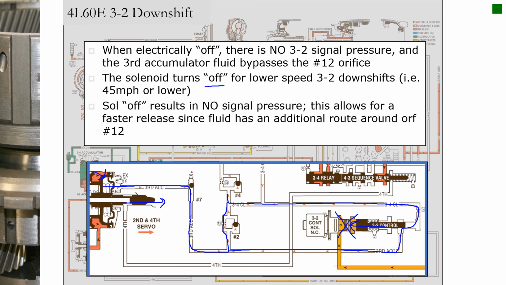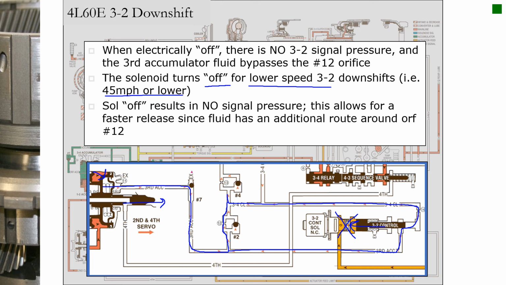So the solenoid turns off. We say that we do that for lower speeds, 45 miles an hour or lower, because we want that band to come on quicker. Think of a downshift situation where you're coasting down. We're going to want that to apply quicker because my engine speed's not necessarily going to climb up higher.